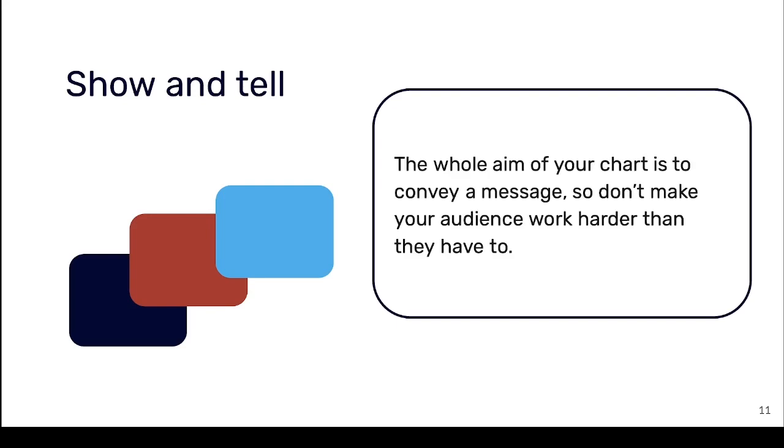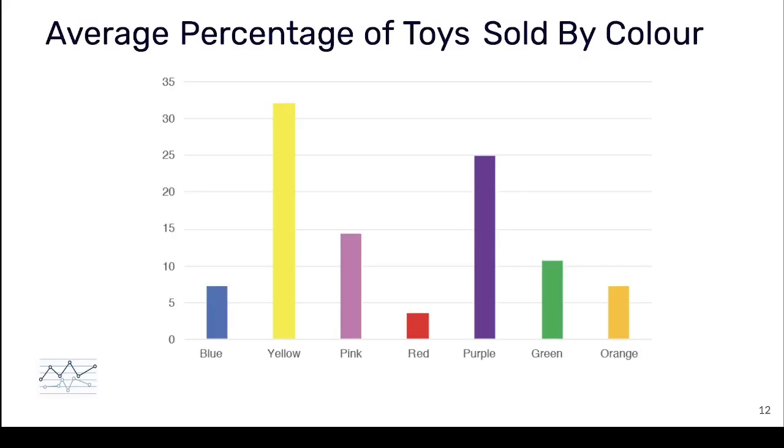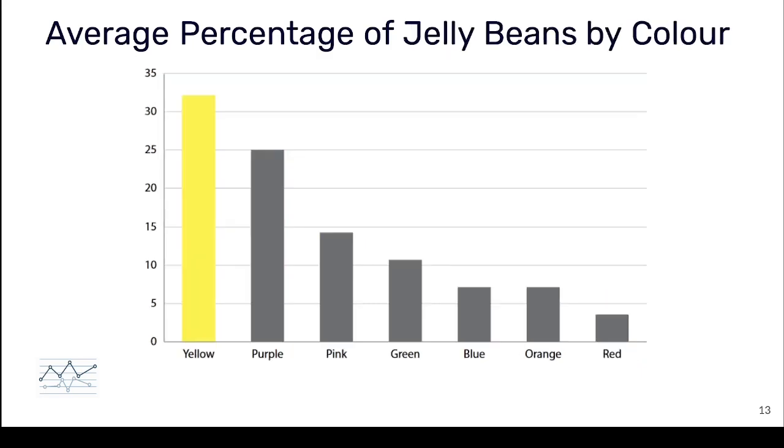The whole aim of your chart is to convey a message, so don't make your audience work harder than they have to. In graphs, make the key points stand out by using bold color or highlighting or using the design to convey your message. Here we can see the average percentage of toys sold in the various colors. Next, we see the average percentage of jelly beans of each color in a packet.